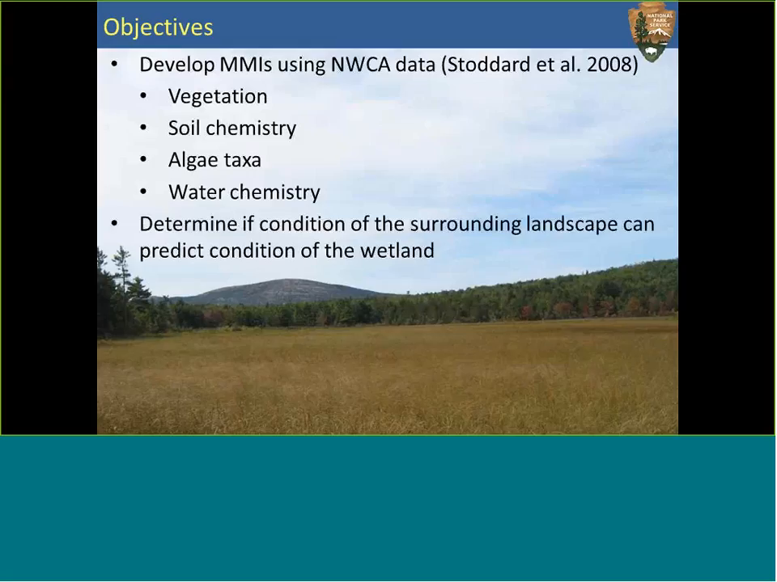The second objective of my study was to determine if condition of the surrounding landscape can predict condition of the wetland. This is both to test the MMIs, because of what we know about how landscape influences wetland conditions, and also a test of our tiered monitoring approach with NETN, where we have a few intensive sites and then many less intensive sites, or level 1 and 2 sites.